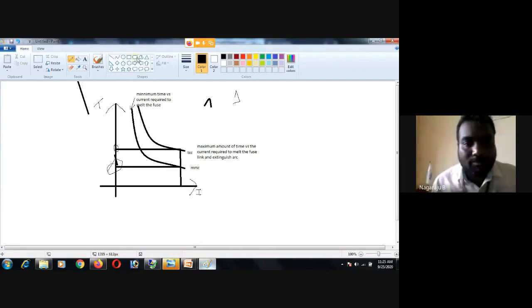For the distribution system, sorry, this is the fuse representation. Okay, this is the fuse representation in the distribution system. In general, most of the people are knowing about this.